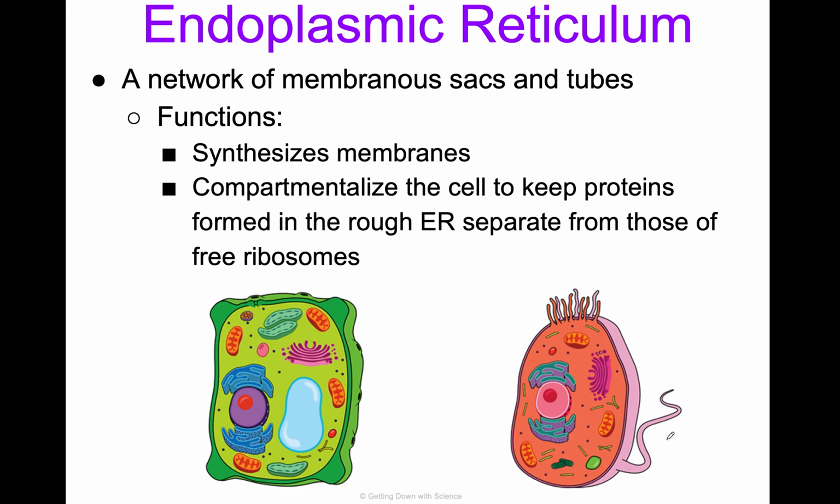This was my analogy with the water balloons. This is like the balloon animal balloons filled with water stacked on top of each other, right? It's a network of membranous sacs. It synthesizes membranes on the rough ER. And the compartmentalization of this is to keep proteins formed in the rough ER separate from the free ribosomes. So we want to make sure that the proteins produced on the rough ER make it to the place that they're supposed to, as opposed to the proteins produced by the free ribosomes. Got it? Cool.